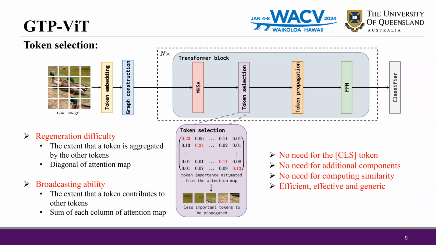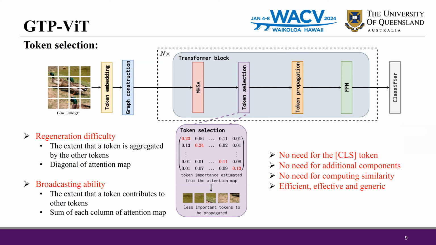We focus on two factors to determine the importance of each token. One of them is the regeneration difficulty. As we know, the attention map is used to linearly aggregate the tokens, and the attention weight represents the importance or percentage of each token in the aggregation. As a result, if the attention value of one token to itself is smaller, then this token is mainly aggregated by the other tokens and is less important. These less important tokens can be dropped since they are more easily regenerated by the other tokens, and their information is less significant in the token summarization results.